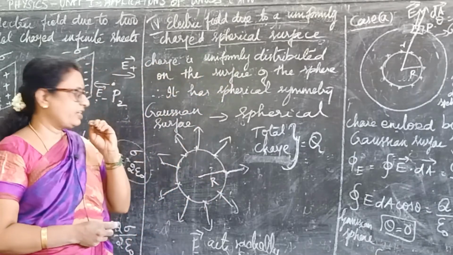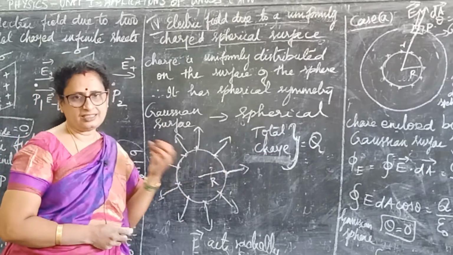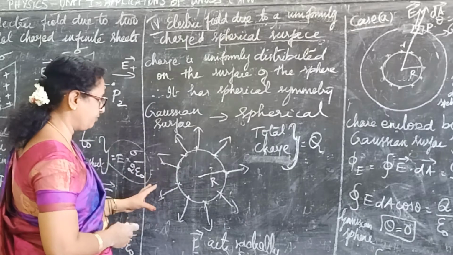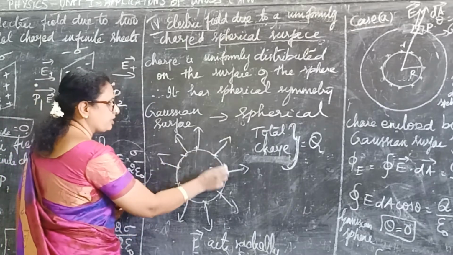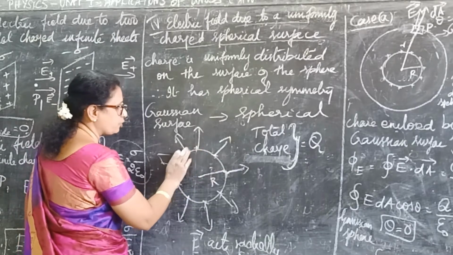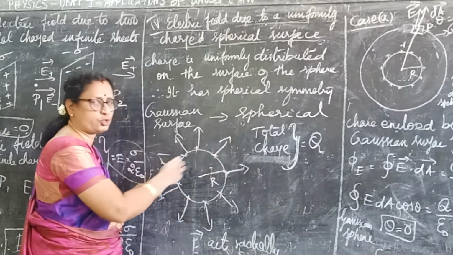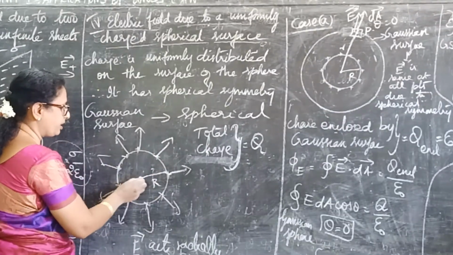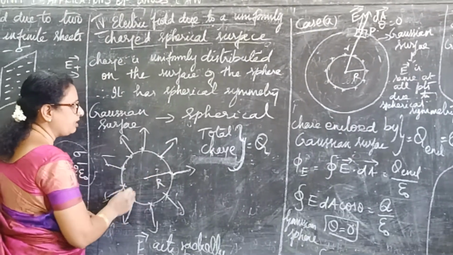So it's very simple. It is having a spherical symmetry. So the Gaussian surface is a spherical Gaussian surface. Here we are considering a spherical sphere which has positive charge stored, which will get uniformly distributed on the surface. We are considering a sphere of radius capital R.